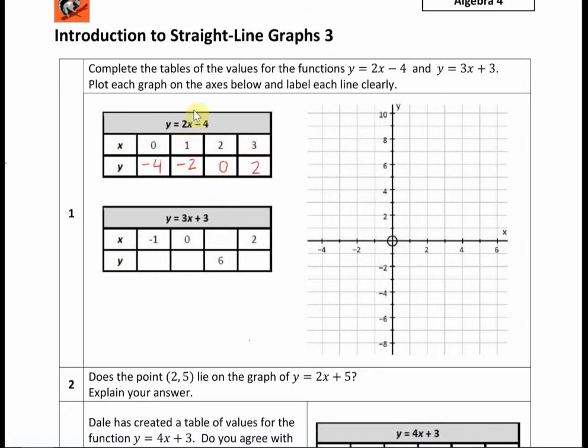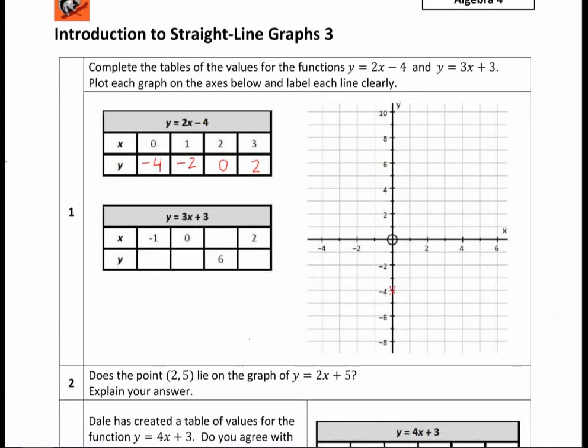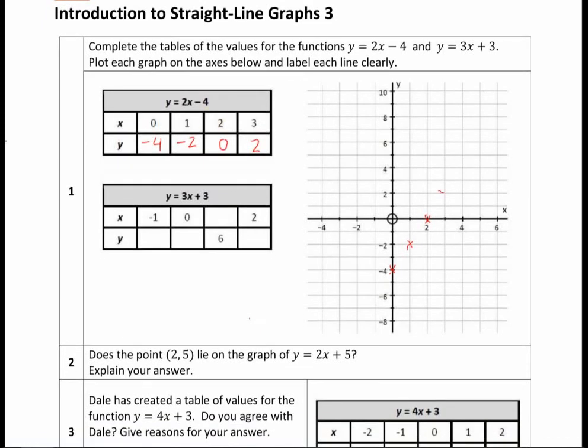So if we draw this line, plot some coordinates first, so 0, negative 4 is there, 1, negative 2 is there, negative 2, 0, 3, 2. There we go. Okay, it's always a good idea to write down the equation of a line next to it, especially if you're going to put multiple lines on the same grid.